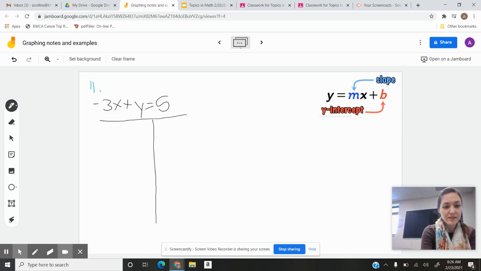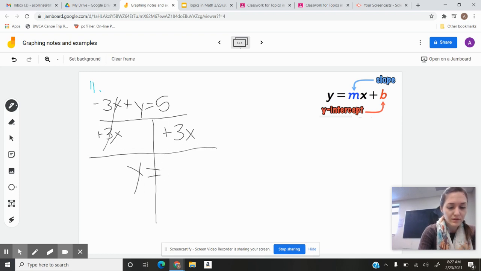I want to get this y by itself, but I have this -3x in the way. I need to cancel it out on this side, and whatever I do to this side to cancel out that -3x, I have to do to the other side. So I'm going to do the opposite of -3x, and I'm going to plus 3x. Those would cancel out because -3x plus 3x would just be 0. But if I do it to that side, I have to do it to the other side. So I'm going to add my 3x over here. And I have y equals 5 plus 3x.